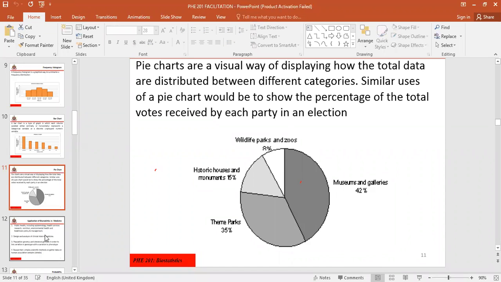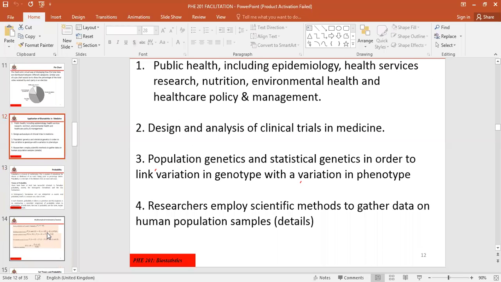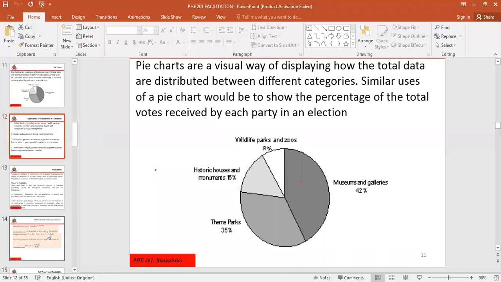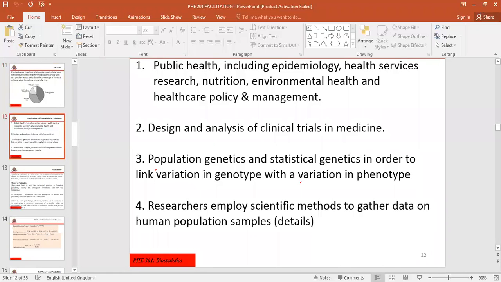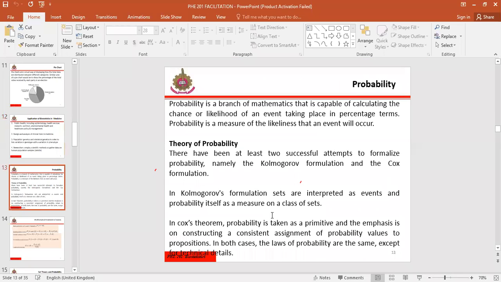All right. Now, let's go to probability. Okay, let me reduce this. Okay, yes. Now, this is probability.